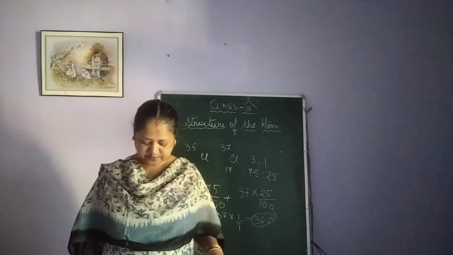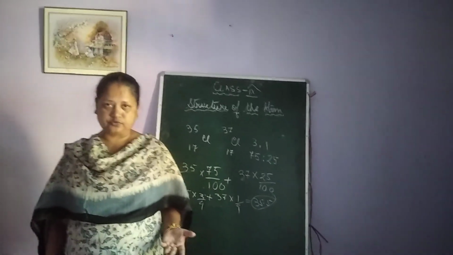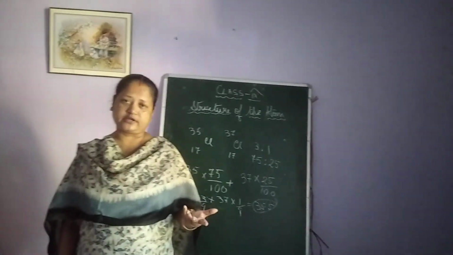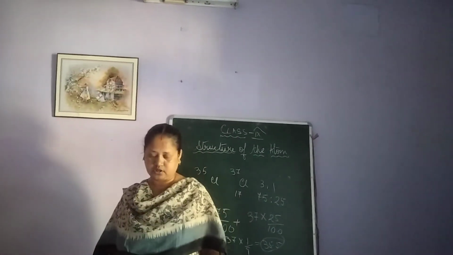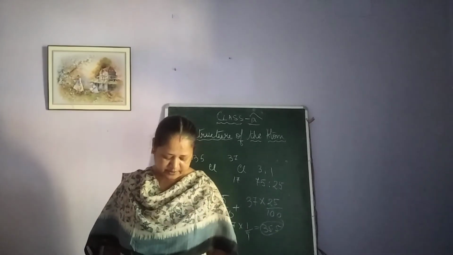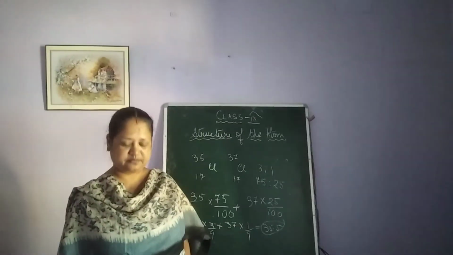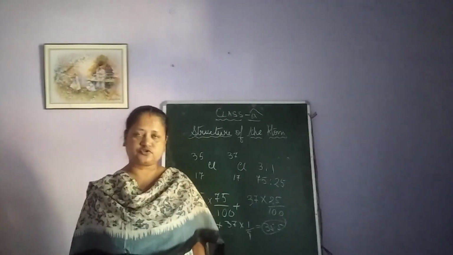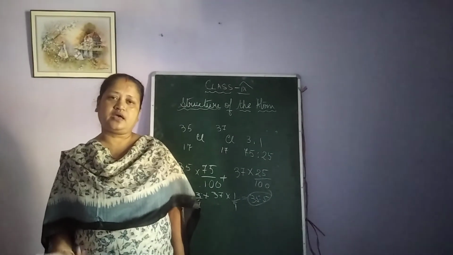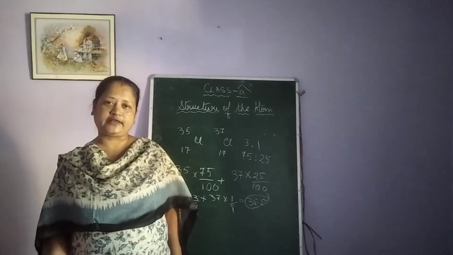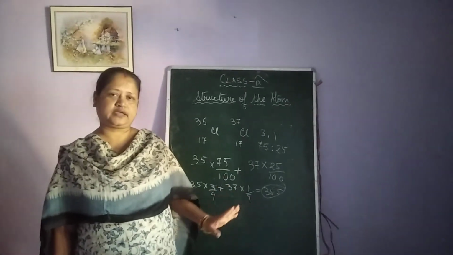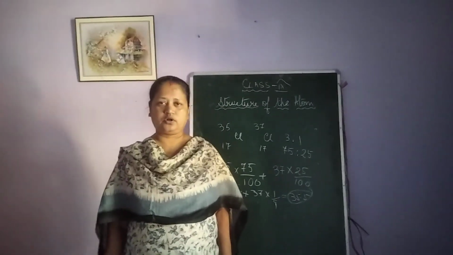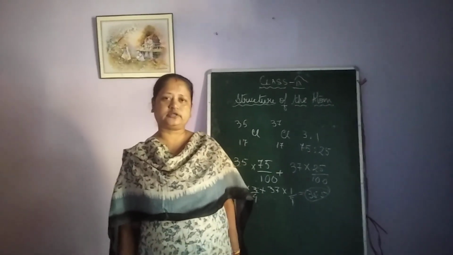On the other hand, what are isobars? Suppose you have calcium, where the atomic number is 20, and the atomic number for argon is 18. But the mass number is the same, equal to 40. So when the mass number is the same but the atomic number is different for any element, that is known as isobars.